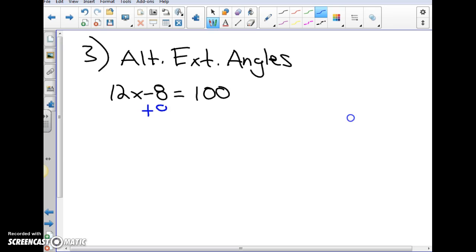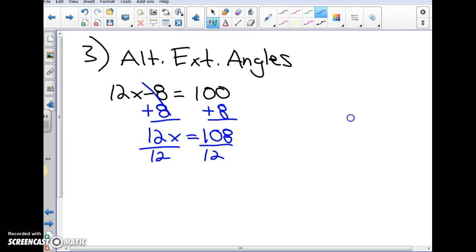Doing some algebra, I'm going to first add 8 to both sides. That leaves me with 12x equal 108. Divide both sides by 12. And I wind up with x equal to 9. Number 4.